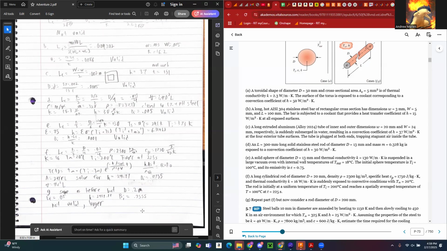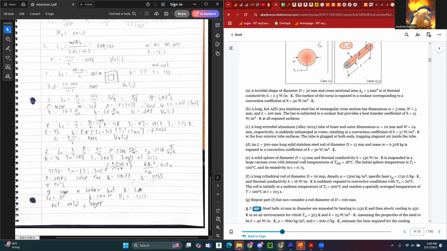So I've already simplified the equation a bit, but lumped capacitance says that e to the negative Biot number times the Fourier number is equal to the temperature at time t minus the ambient temperature over the initial temperature minus the ambient temperature. So if you just simplify it out, I got it to be in this form.